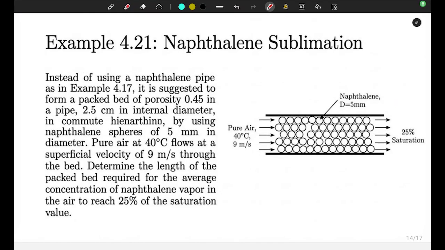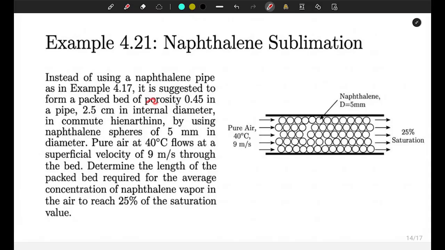Now this is a practical industrial example. We have naphthalene sublimation. Solid naphthalene converts directly into vapor. Air carries this vapor through the packed bed. We want to know how long the bed should be to achieve 25% saturation. This is directly applicable in drying and sublimation processes.